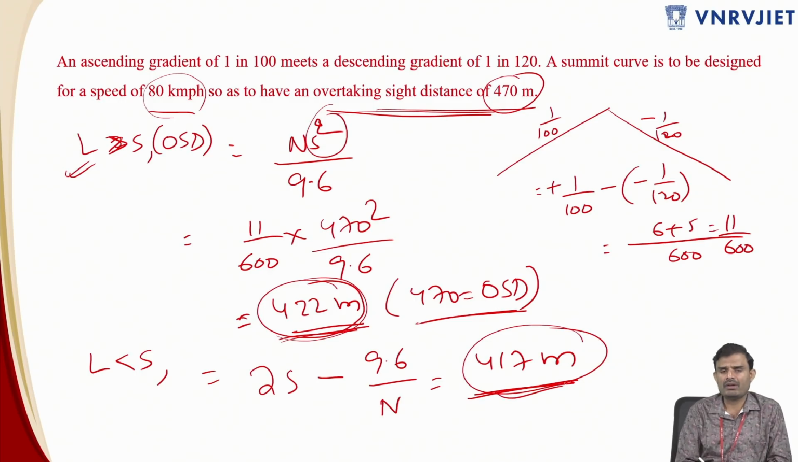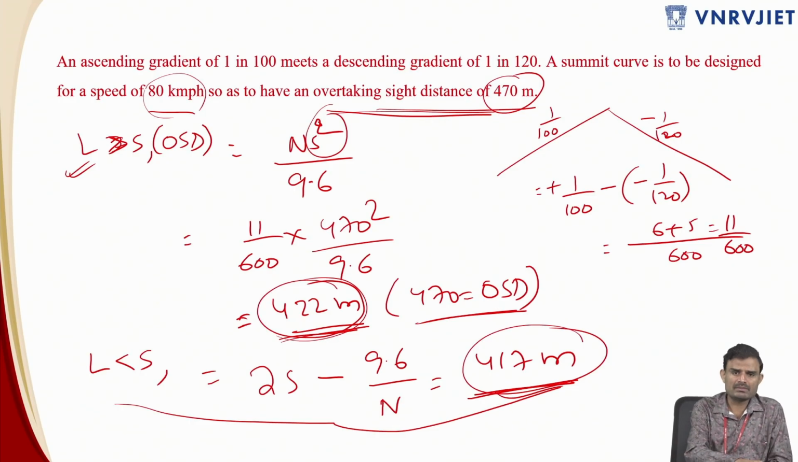422 and 417 are very close to each other. But when the L is less than S, you have to adopt only this condition to get the exact value of length of the vertical curve. So that is the problem over here.